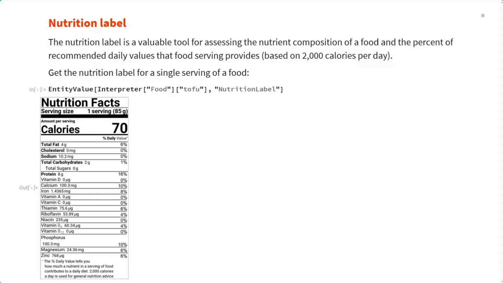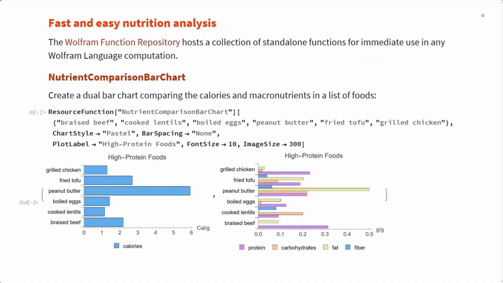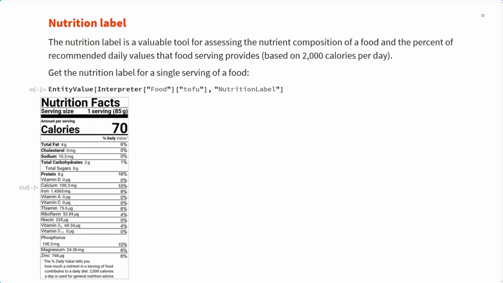Another really wonderful functionality we have is to quickly produce a nutrition label just with the nutrition label property. As you know, the nutrition label gives you the nutrient composition of a food. You'll see it on all of your packaged foods, along with the percent of the recommended daily values that food provides. And you can see in this case, I've simply asked for a nutrition label for a single serving of tofu, and it's quickly retrieved all of that data. Looking at that nutrition facts label.